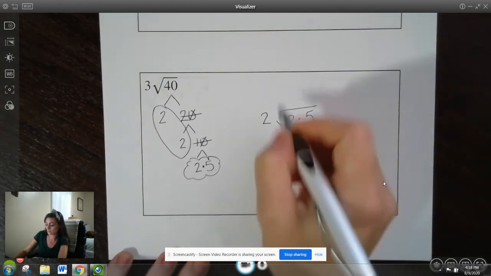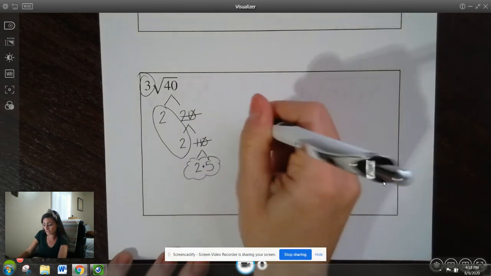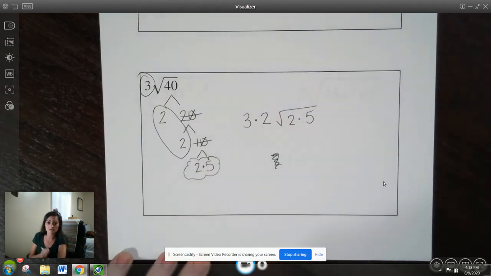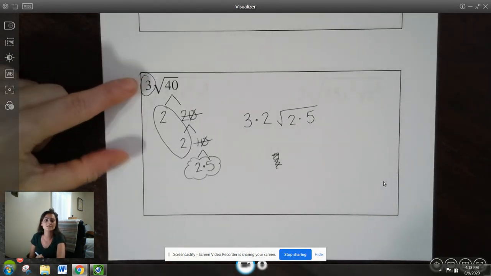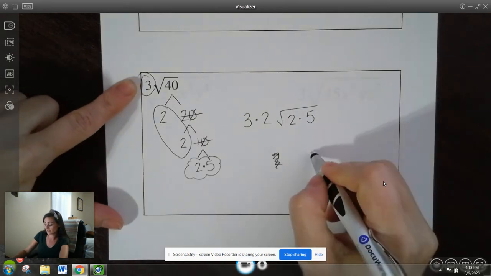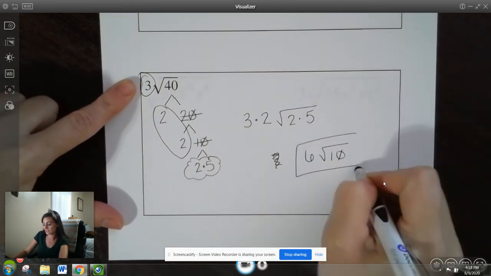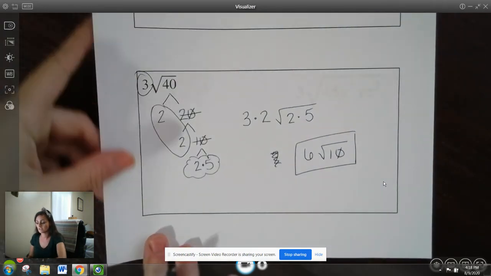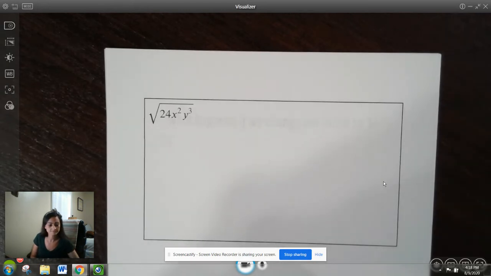Oh, excuse me. Don't forget, Miss Hall, there's a 3 that was already outside. So I have to multiply that 2 by the 3 that was already there in my original problem if I had taken a second to look back. So my final answer is 6 radical 10. So it always pays to take your time and not rush like I just did.